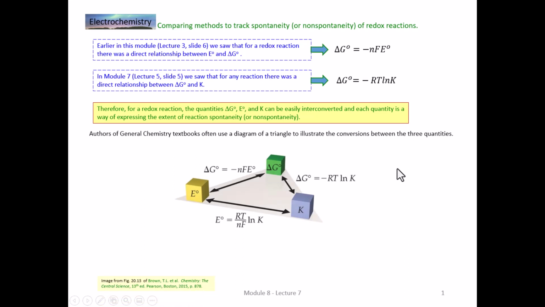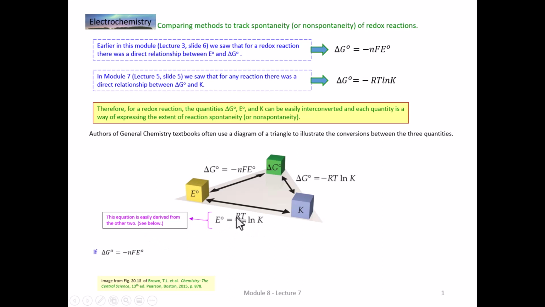Many times in general chemistry textbooks, you'll see a diagram similar to this, constructed as a kind of triangle, and in between the vertices of this triangle is a mathematical relationship between two adjacent vertices. Simply stated, between delta G and K, there's a relationship here. Between E0 and delta G, the relationship is right here. There's also a relationship between the standard potential E0 and the equilibrium constant.